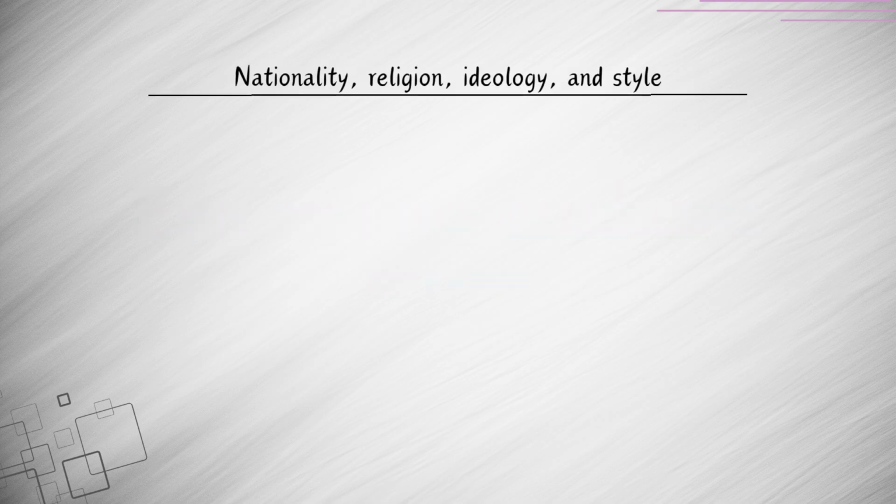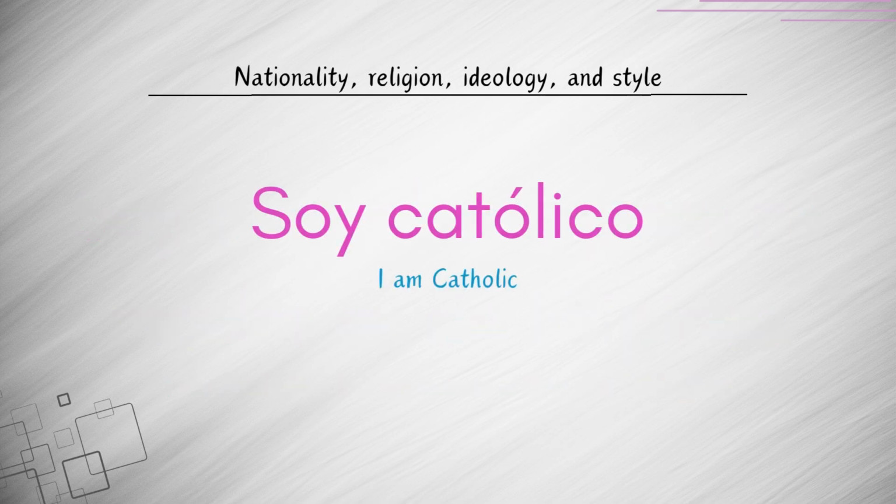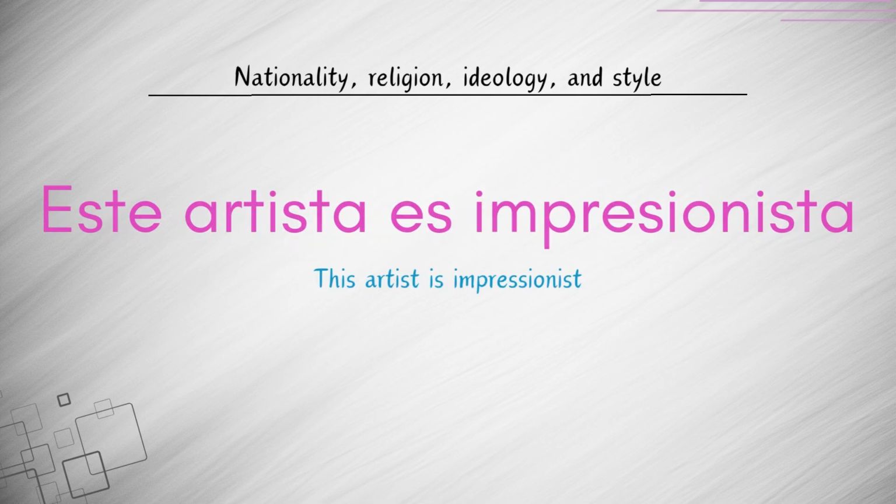With the verbo ser, you can state your nationality, religion, and ideology. It can also be used to talk about the style of something or someone. For example, soy australiano, pero mi madre es de Filipinas. I am Australian, but my mother is from the Philippines. Soy católico. I am Catholic. Mis amigos son idealistas. My friends are idealistic. Este artista es impresionista. This artist is impressionist.